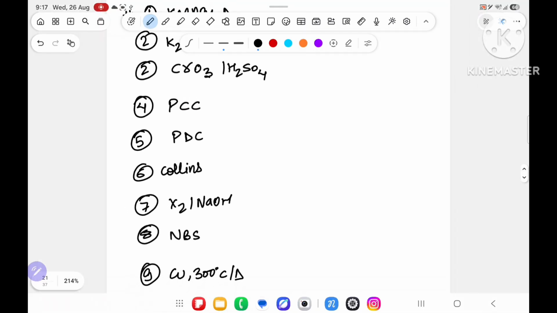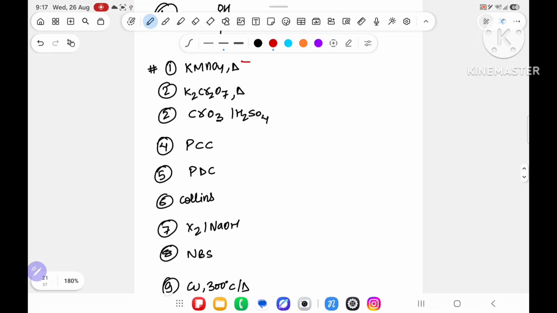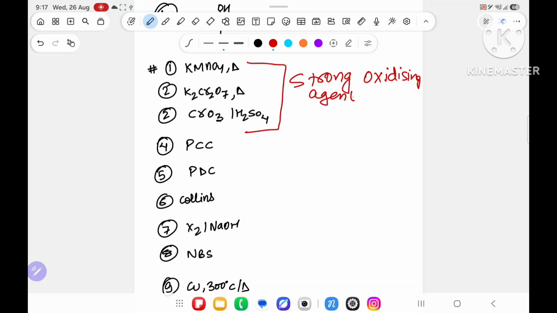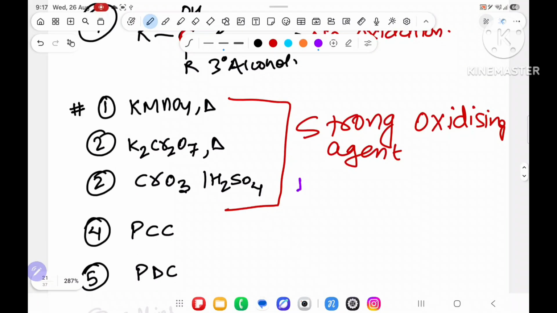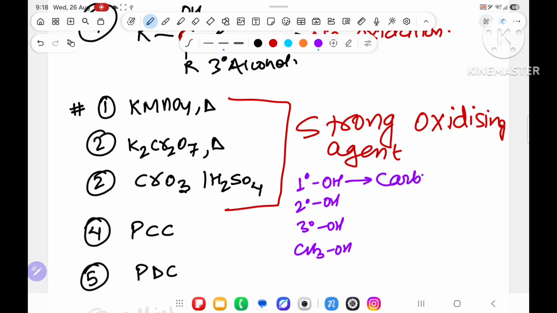These are the reagents. In these reagents, the first three are strong oxidizing agents. So in this part, if you have 1 degree alcohol, 2 degree alcohol, 3 degree alcohol or CH3OH: 1 degree alcohol is converted to carboxylic acid. CH3OH, although it is also a 1 degree alcohol, will convert to carbon dioxide.